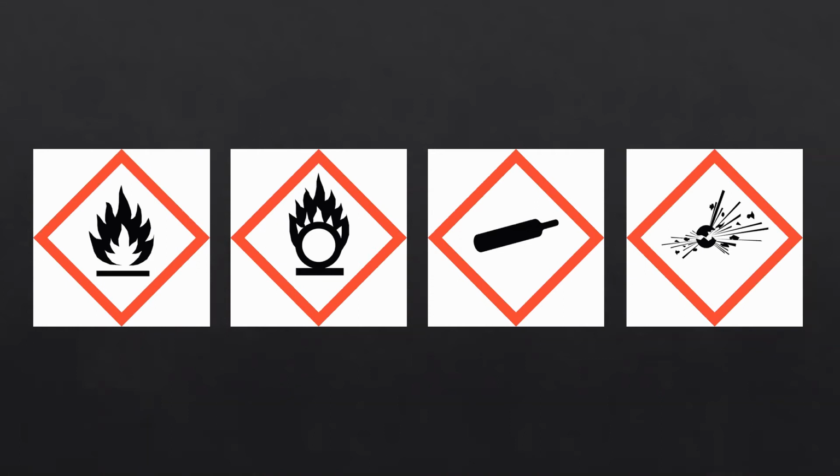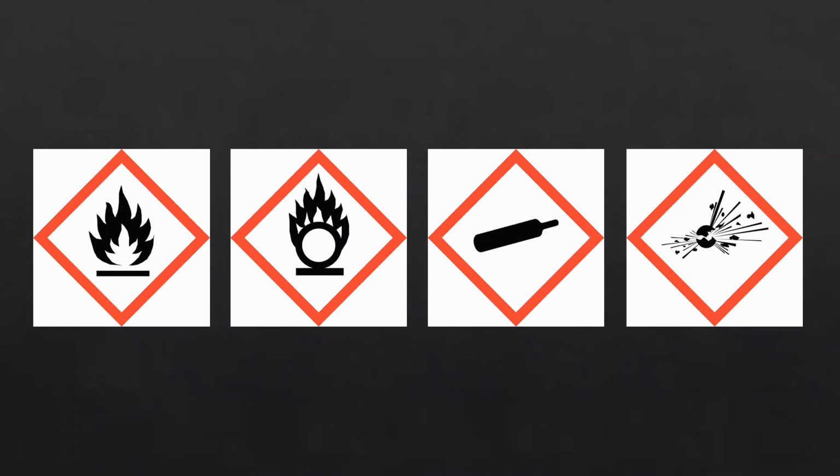The next one, the flame over the circle, is for oxidizers. Essentially, these chemicals may give off oxygen. Now, fire loves oxygen, so it's super important never to store flammables and oxidizers together, as one will make the other one worse. So we want to be careful.